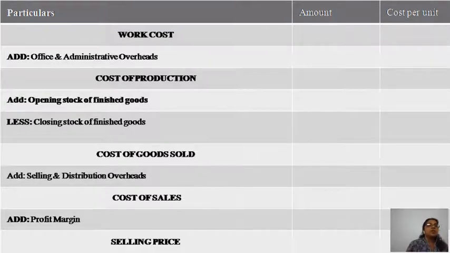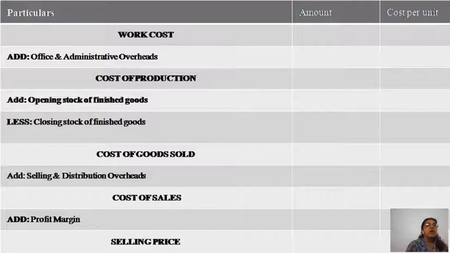To this we add the office and admin overheads, and now what we get is cost of production. Now let's pay attention here. Cost of production, what is that? It is the cost of producing the output. Here the output is the number of units which we are producing.